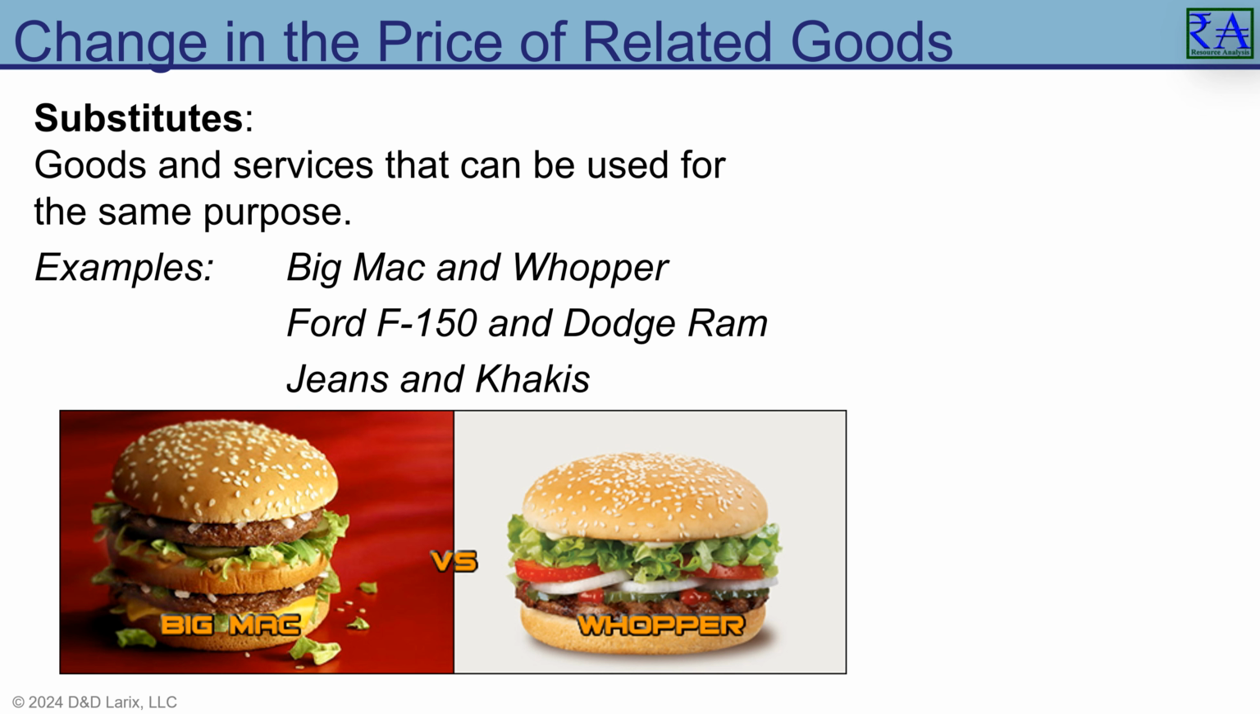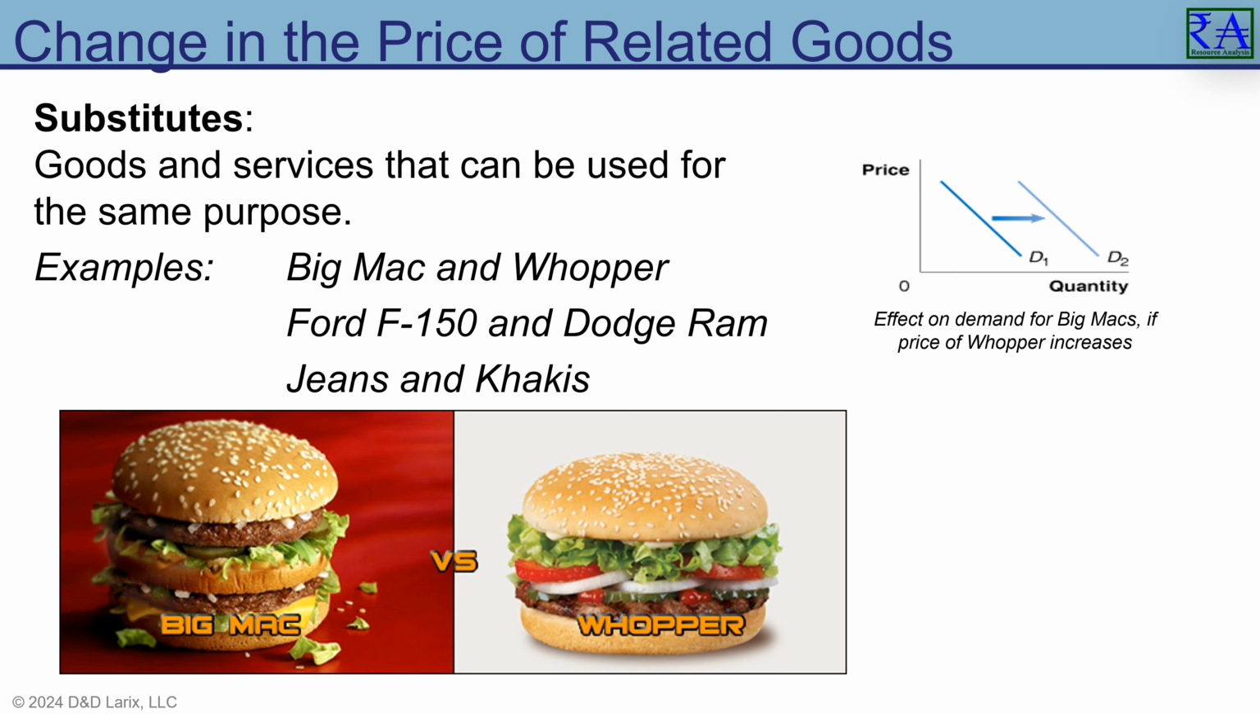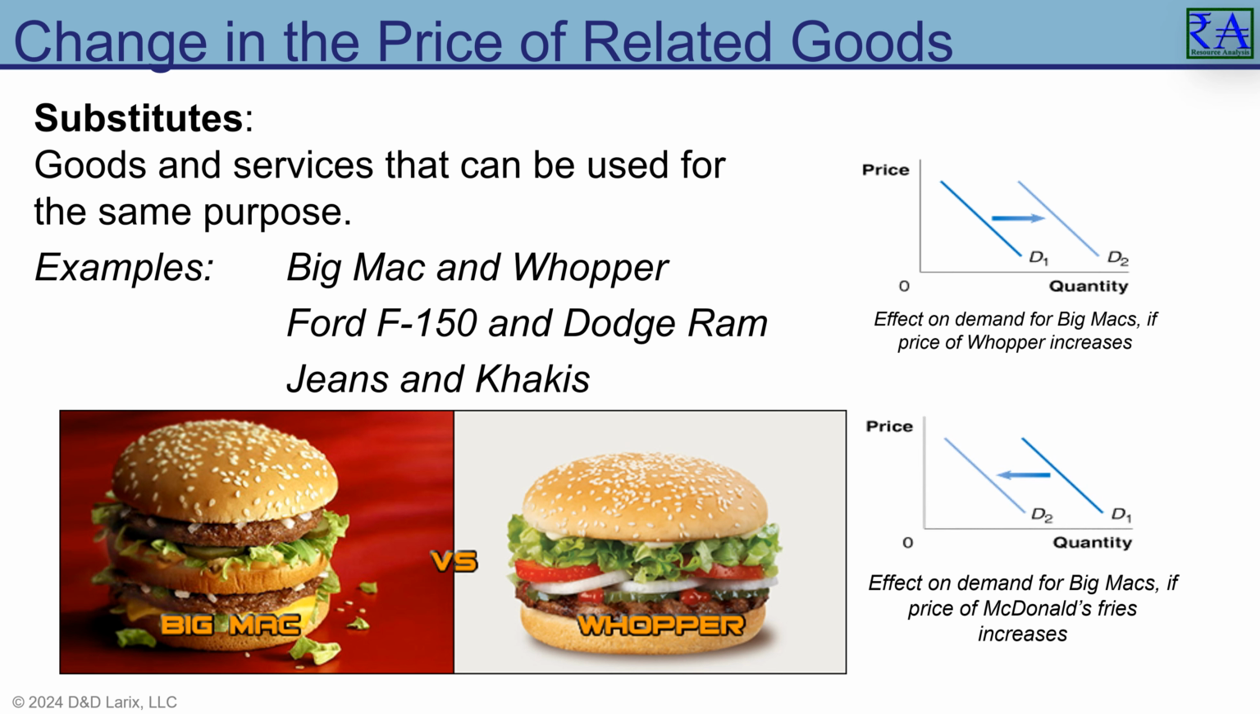An increase in the price of a substitute causes the demand curve for the good of interest to shift to the right. It means that when the price of the Whopper increases, consumers demand more Big Macs. A decrease in the price of a substitute causes the demand curve for a good to shift to the left.